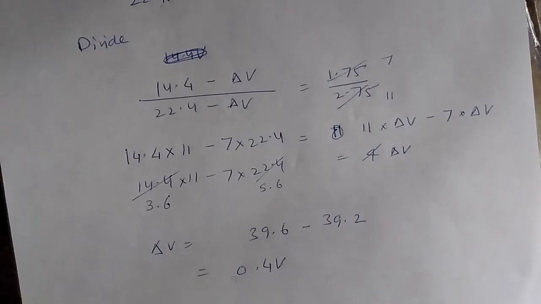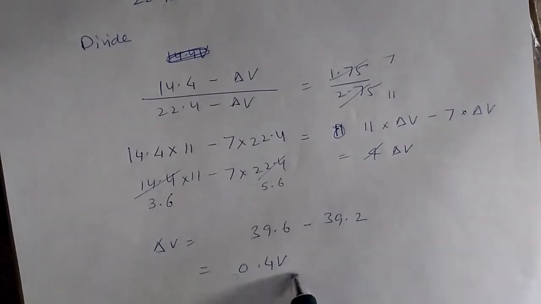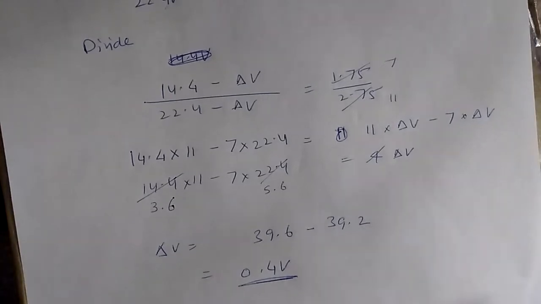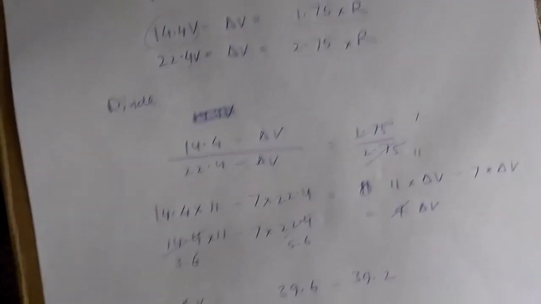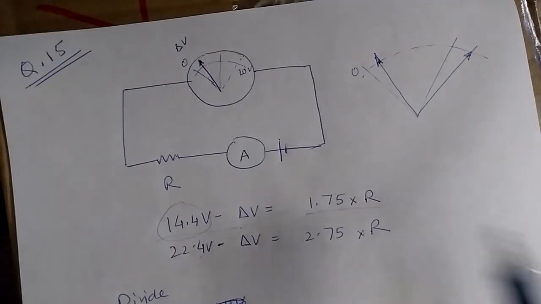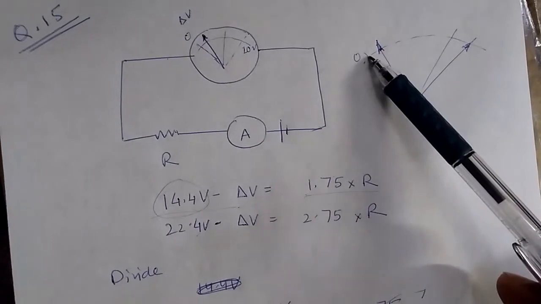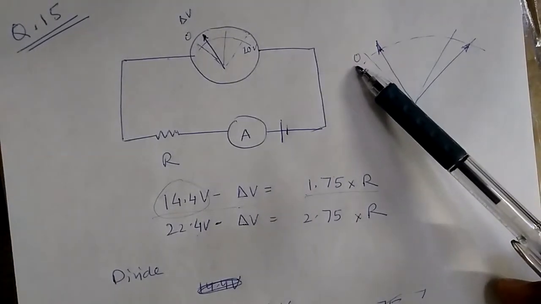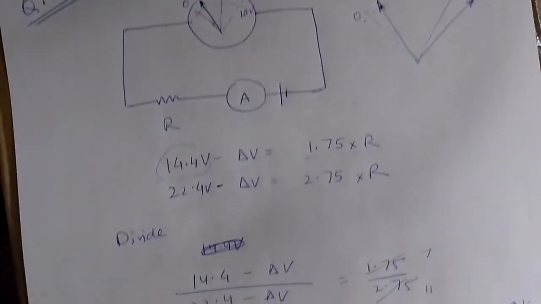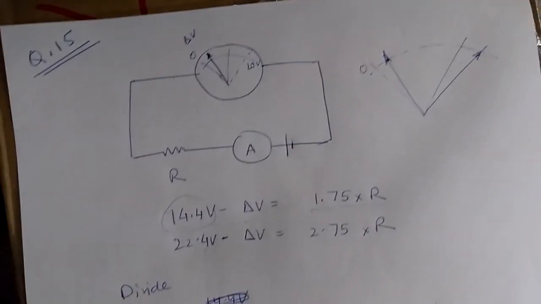If you subtract this, this delta V comes out to be 0.4 divided by 4, which is 0.1. Now, if this delta V had come out negative, that would mean that our zero error is a negative zero error. That means the meter reading would have been on the negative side in the beginning. I hope that this helps.